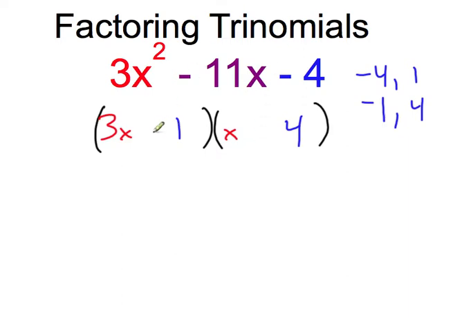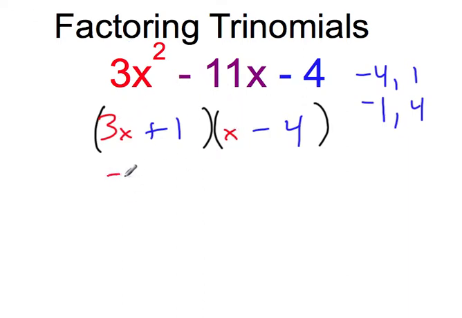So if we change this to a plus, oops, let's try that one again. We change this to a plus, and we change this to a minus, we'll end up getting negative 12x, positive 1x, which gives me my negative 11x in the center. Let's just expand to see if we got that right.